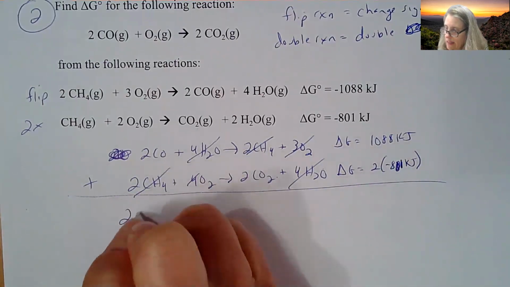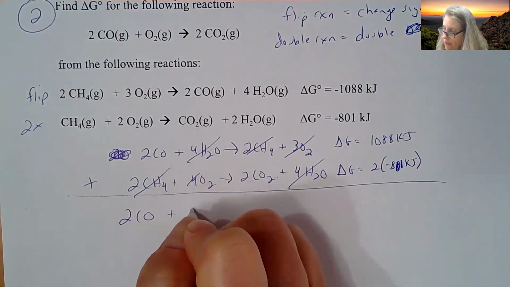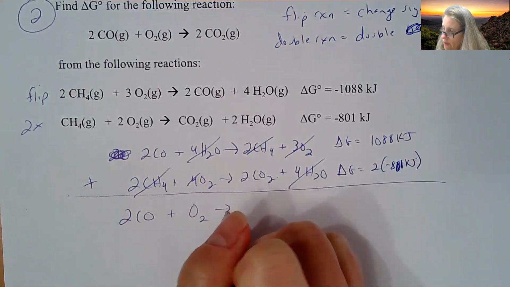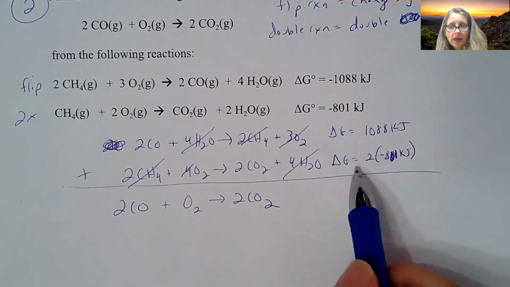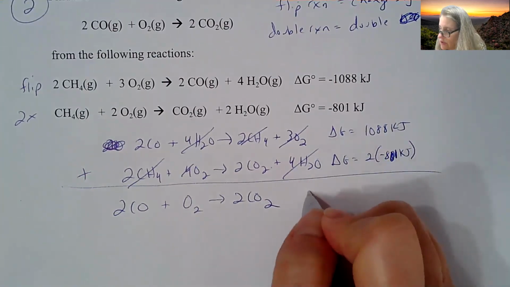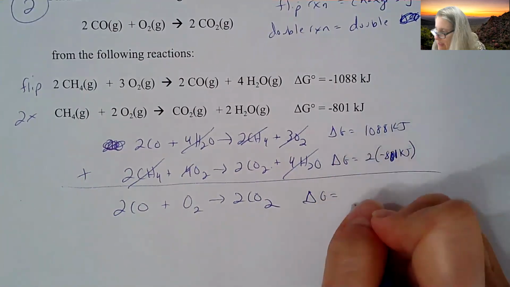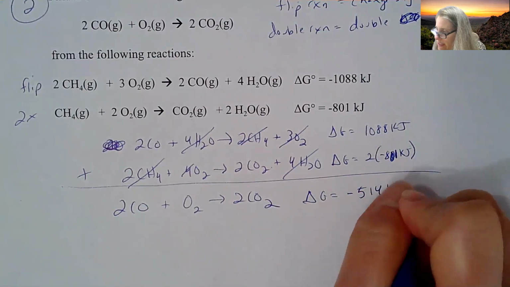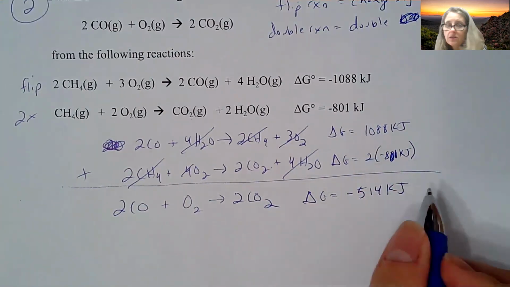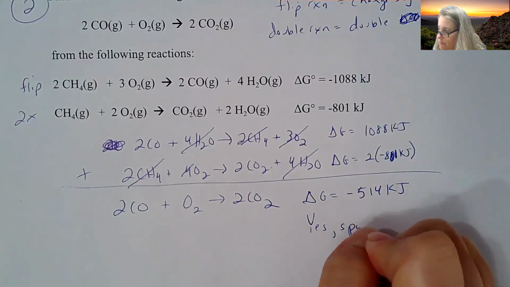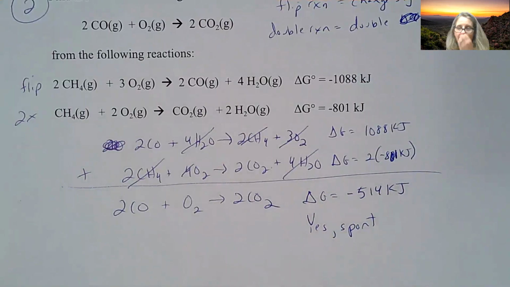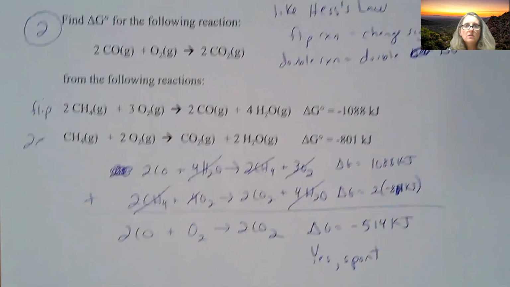So I think I'm ready. So 2 CO plus O2 goes to 2 CO2, which is exactly what I'm looking for. And then all I do is add the delta G. So delta G comes out to be a negative 514 kilojoules. And so, is this reaction spontaneous? Yes, it is spontaneous because it is a negative sign. So that's the second way you could do a delta G.